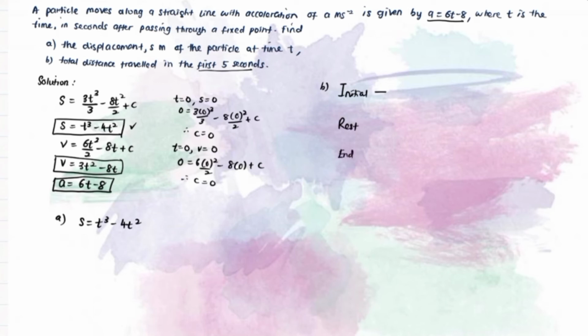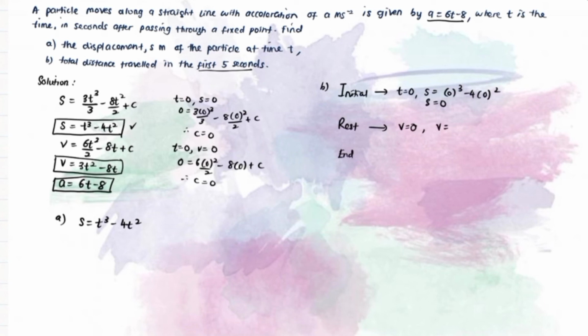So we have to consider initial, rest and end. For initial, t is equal to 0, so substitute t is equal to 0 in the displacement function. So S is equal to 0. For rest, we know the particle is at rest when v is equal to 0. So find the value of t first.